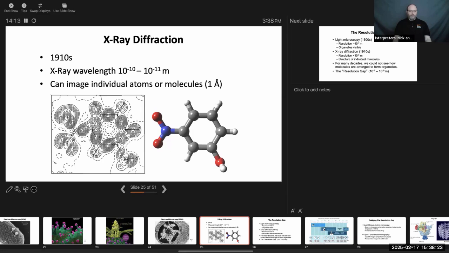We're going to come back and spend a lot more time talking about X-ray diffraction later in the semester when we get to the molecular visualization portion of the course, because that's by far the most common tool that's used for determining the 3D structure of molecules.